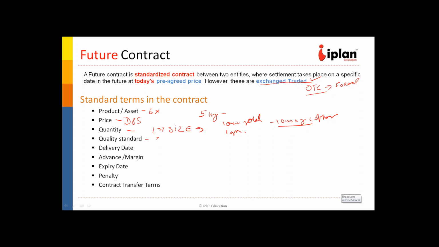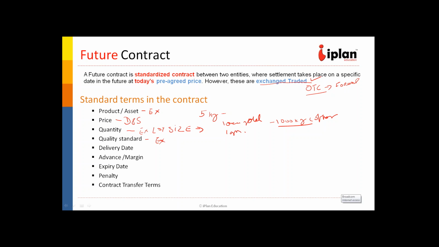Quality standards are again set by the exchange. So here quantity is set by the exchange. This will be the minimum lot size. Quality standard is set by the exchange. Let's say gold will be for 22 karat or 24 karat, and what will be the moisture in any grain or whatever it is. So that is set by the exchange.